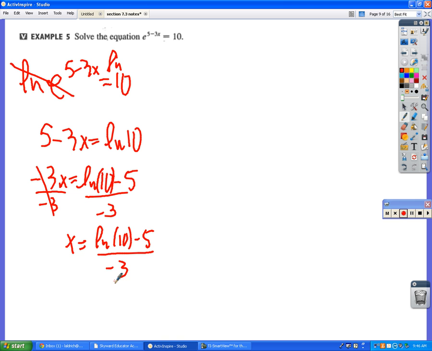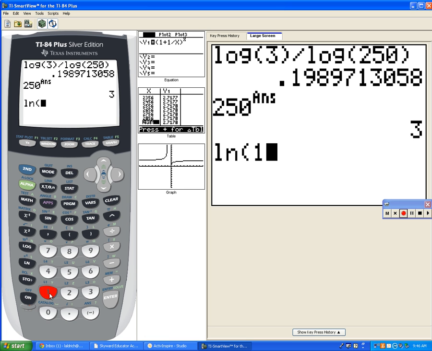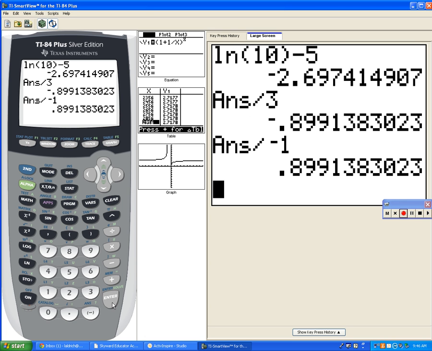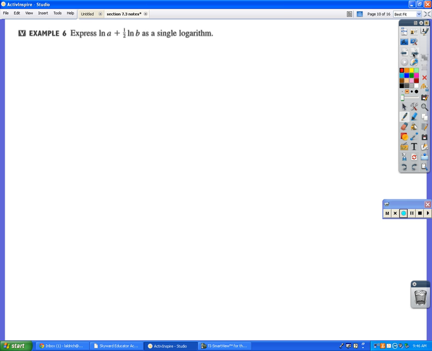I don't have one. Is that an acceptable thing to do? I think you can leave it like that. That's the only way you can tell in a lot of college classes. Wait, what was the one that you said to do it easier with? It's not negative 3. Okay, so it's positive. So 0.899, I think. Did you go natural log of 10 minus 5 divided by negative 3 like that? I got what he got.